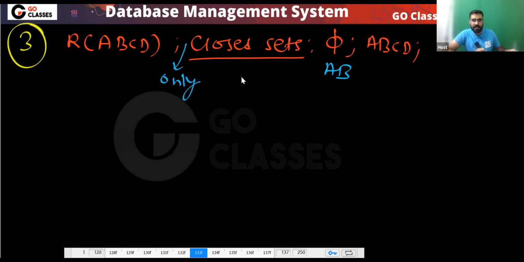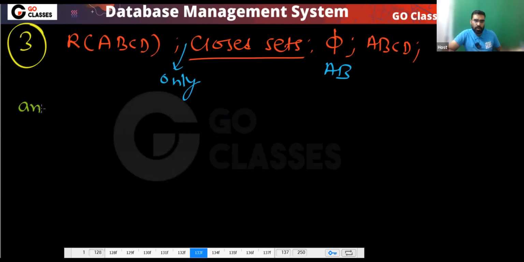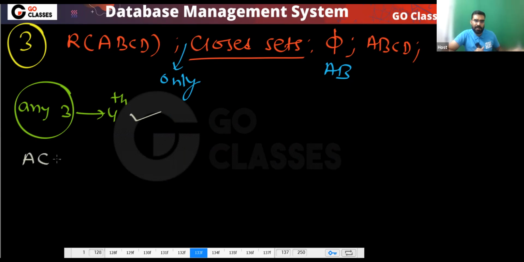So in this question, finally, what can I say? Remember, if you take any three attributes, the fourth will come. This we have seen. Also, we have seen that any two-attribute combination like AC will bring everything else, right? AC will bring BD. For example, CD will also bring everything, like every two attributes except AB.